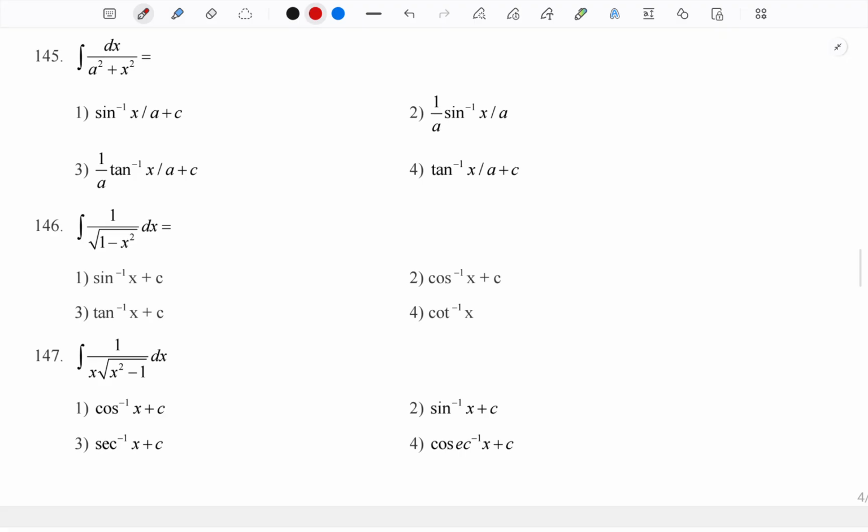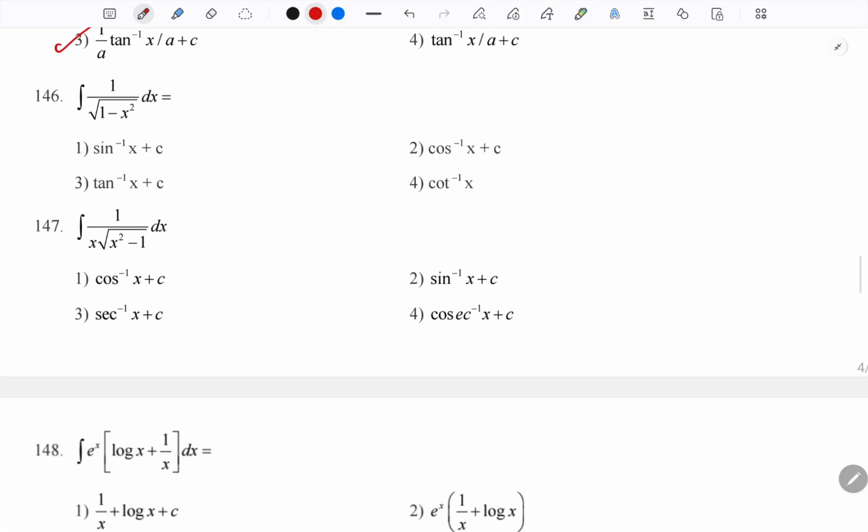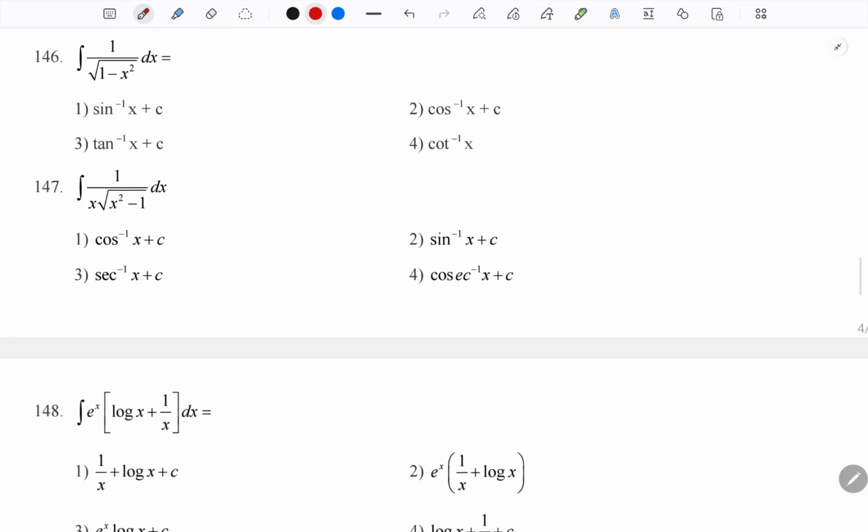Now tell me how many seconds you want to solve this question. It's just a 1 second question, right? 1 by a tan inverse x by a. Now you tell me this one, how many seconds you want? 1 by square root of 1 minus x square, derivative of something, it is nothing but sine inverse, right? Understood my points here?